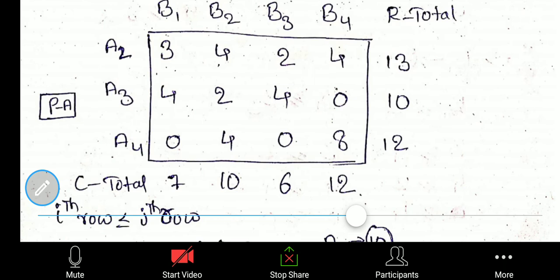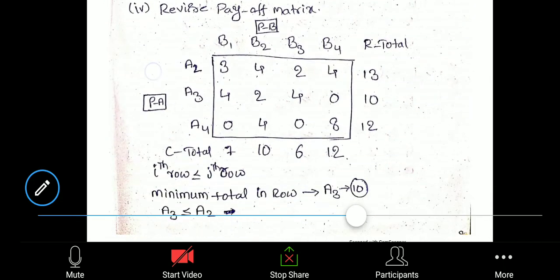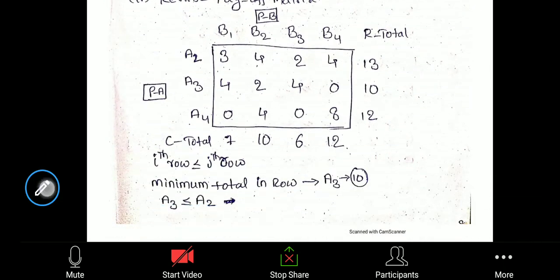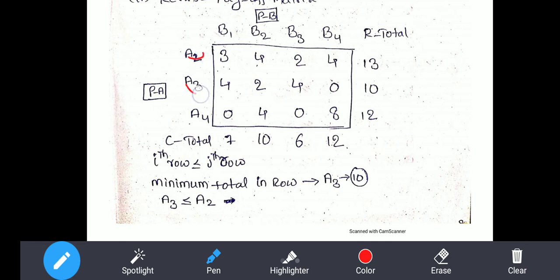Revised payoff matrix: after deleting A1, the revised payoff matrix will be A2, A3, A4. So now again we need to apply the condition. We need to repeat the procedure: the row wise total, we have to calculate again.